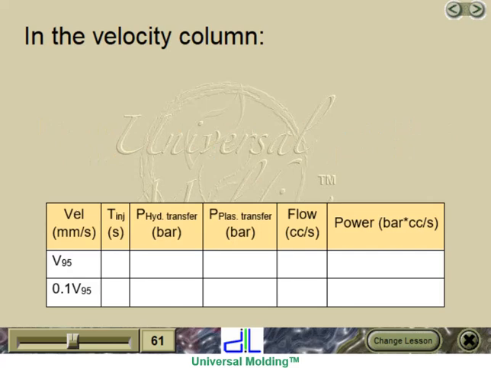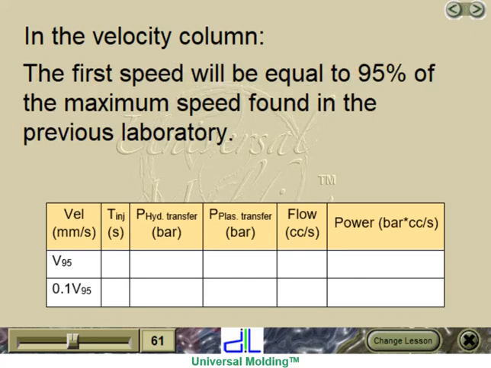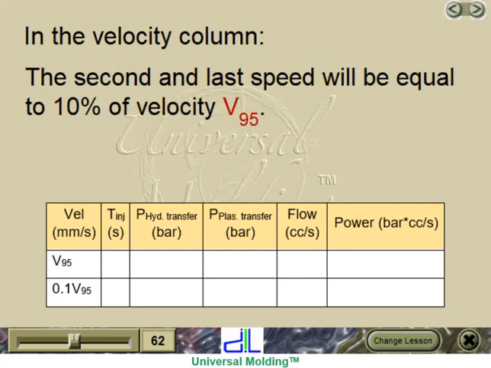In the velocity column, if working with approximated rheology, use the first and last rows for the laboratory. The first speed will be equal to 95% of the maximum speed found in the previous laboratory. V95 equals 0.95 times Vmax. The second and last speed will be equal to 10% of velocity V95, or 0.1 times V95.